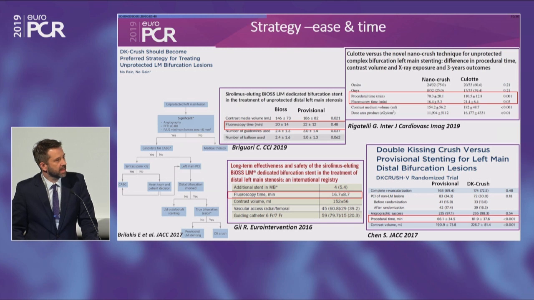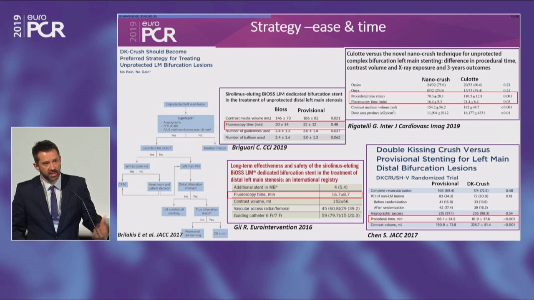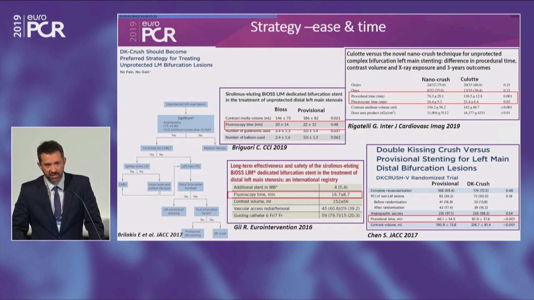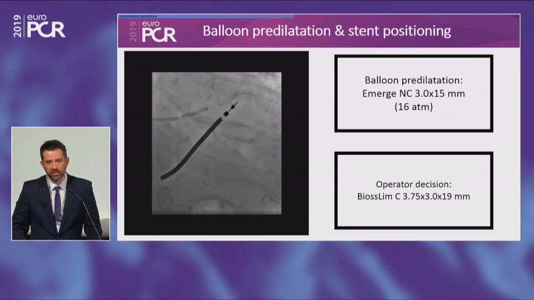And please note the ease and time for the BiOSS bifurcation stent and other techniques, for procedural times and fluoroscopy time. Times for different techniques in distal left main stenting. So in our experience and the experience of Dr. Briguri, the time of BiOSS implantation is lower than the other two stent techniques. So the decision, of course, was just going for the dedicated bifurcation stent.